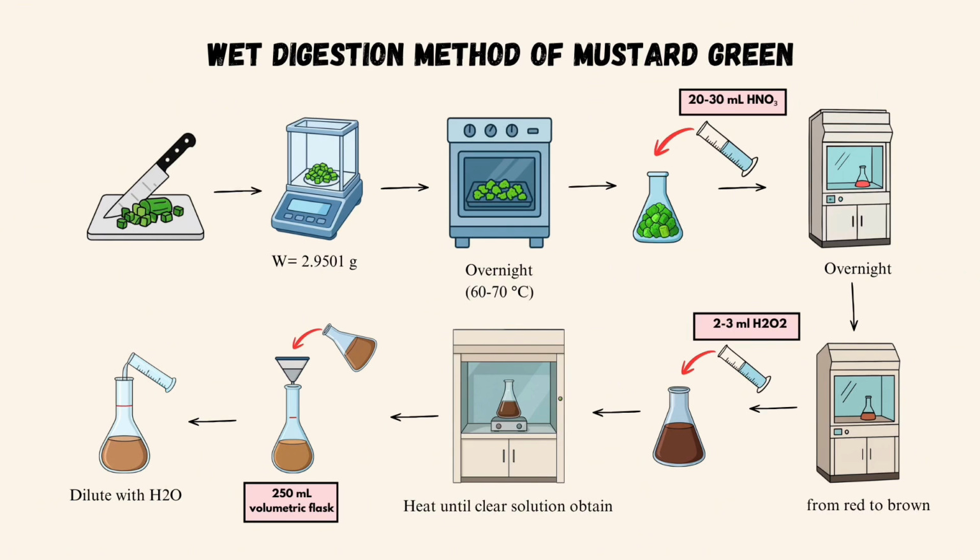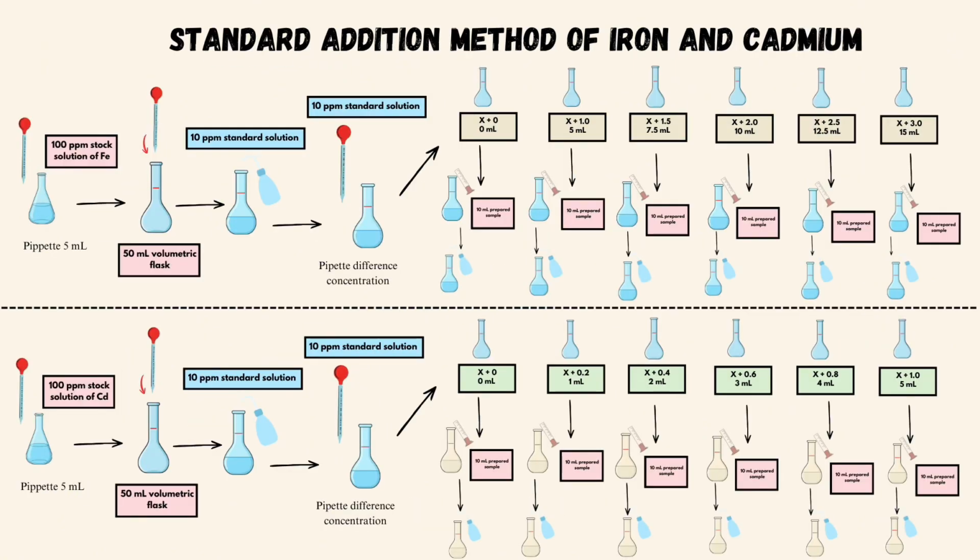For this experiment, there are two steps involved for the quantification of iron and cadmium using FAAS. First is the digestion of mustard leaf to extract the metal iron from the sample. Next, a standard addition solution for iron and cadmium was prepared to construct the standard addition calibration curve. This is the standard addition method of iron and cadmium preparation.